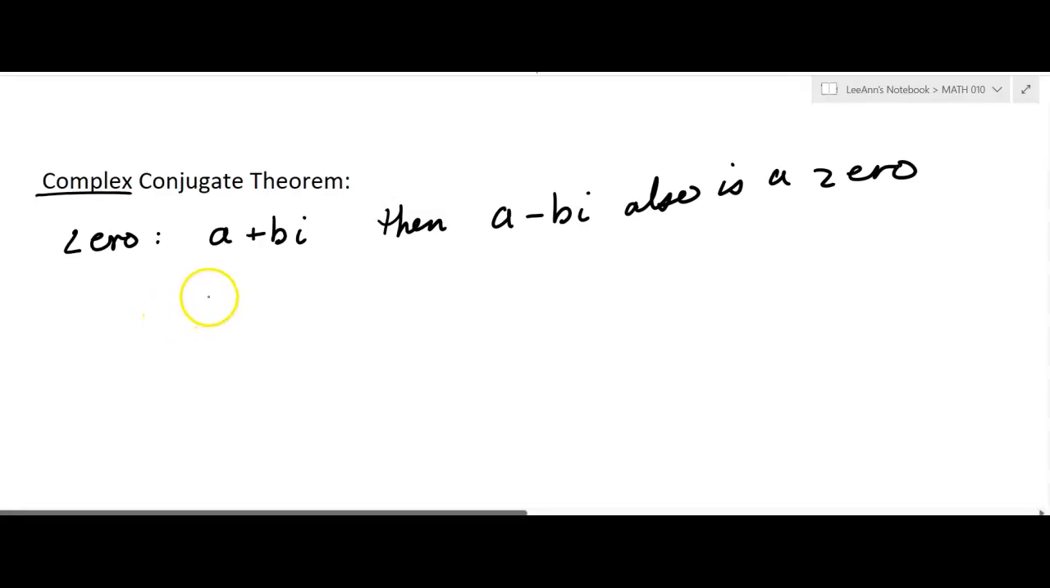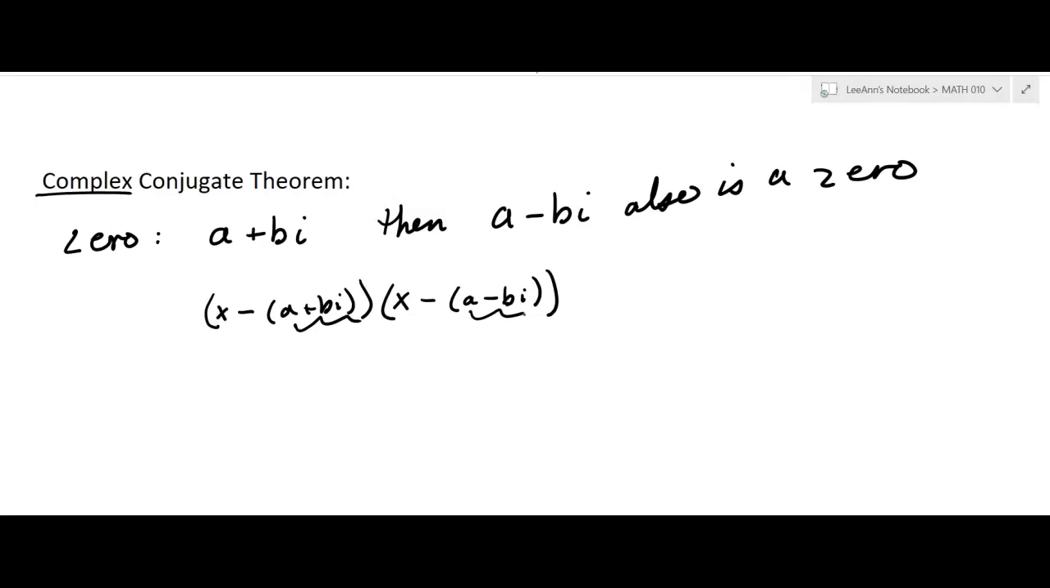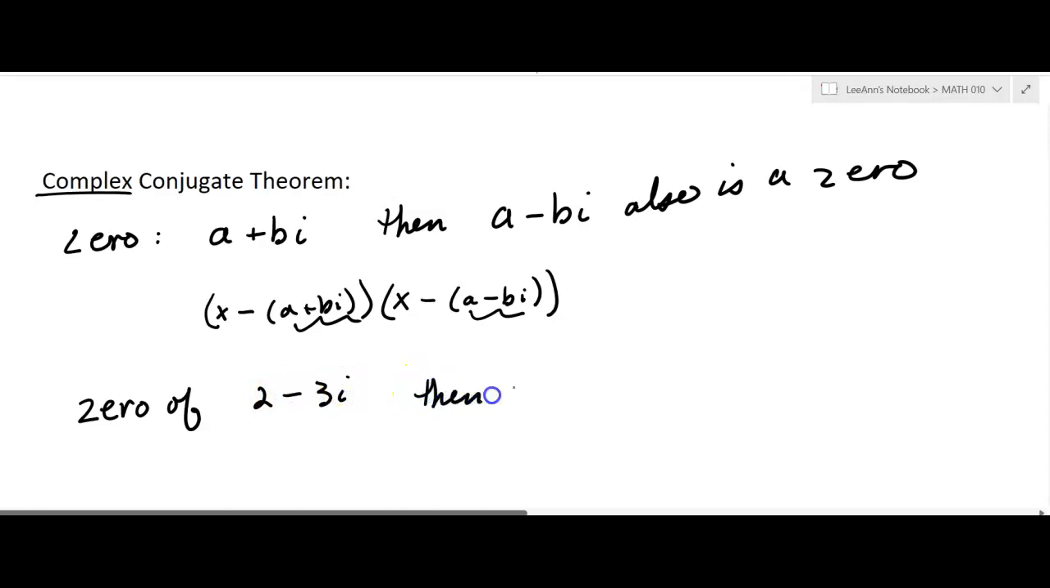Because, you know, here you have your factors, but you would have x minus a plus bi as a factor. You'd have to have x minus a minus bi as a factor, because we need our coefficients to be real numbers. And that's the only way to get rid of the i part, is to have that multiplication going on of the complex number, okay? So an example, let's say you have a zero of 2 minus 3i. Then 2 plus 3i is also a zero.